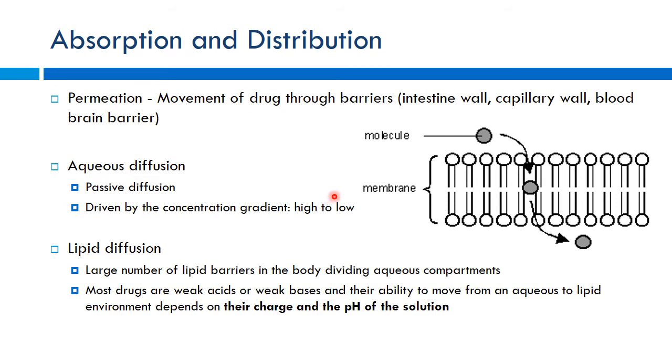Right, so things are going to be going along their gradient, high concentration to low concentration. In tandem with that, you're going to see that lipid diffusion is really important. Here's an example of lipid diffusion. This is a lipid bilayer that you're going to see on capillary walls. You'll see that with all types of cells. This is basically the cell membrane that a lot of drugs are going to have to cross through.